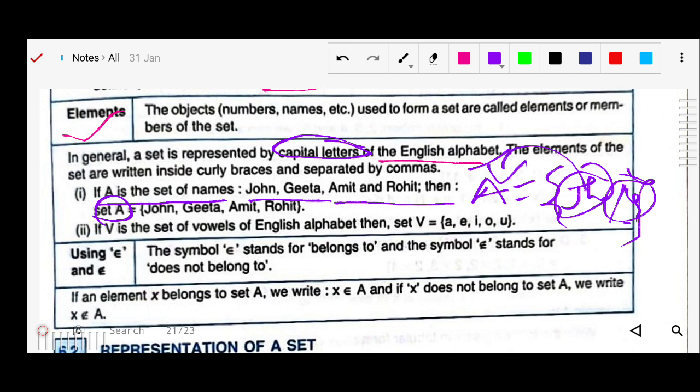If V is the set of vowels of the English alphabet, then V is the name of the set, and how many elements are there? 5 elements: A, E, I, O, U. These are the elements. In this way we can write a set.